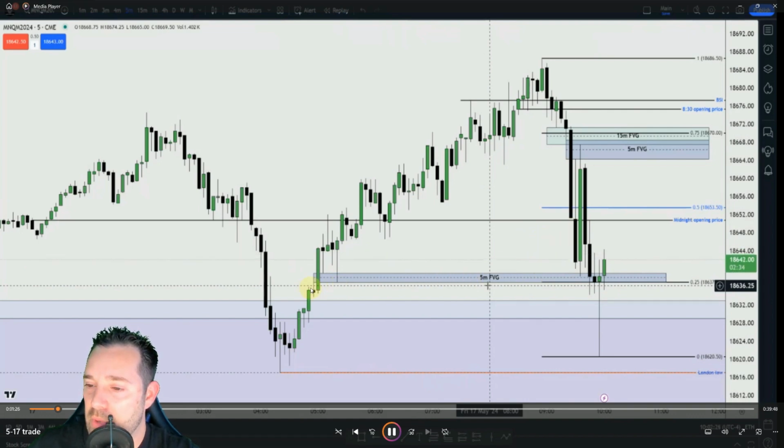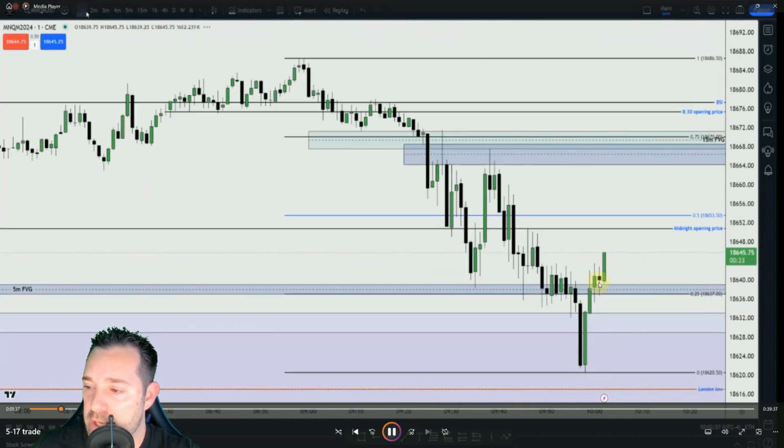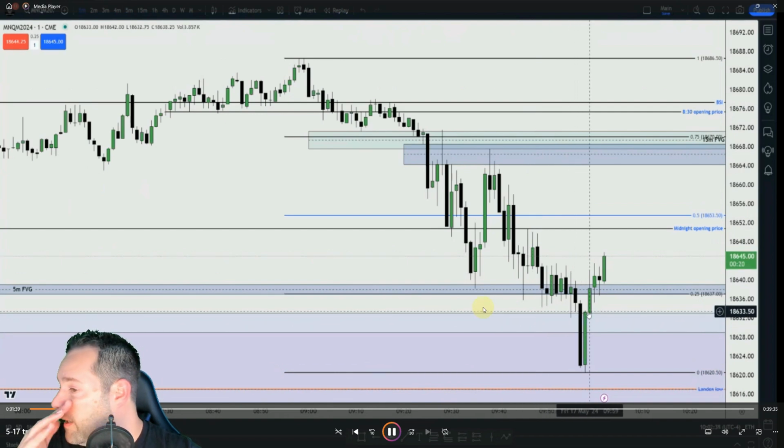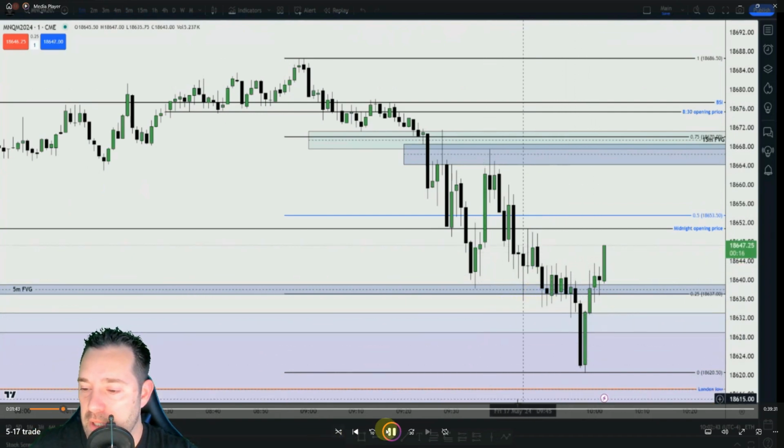But if you look here, we have this 5-minute gap, right? 5-minute fair value gap. Look where the bodies close. We have this wick here. But look at that. It just came down to this bottom here. Wicked, but look where the body's closed, okay? So, let's fast forward it a little bit here, because I want you to see.